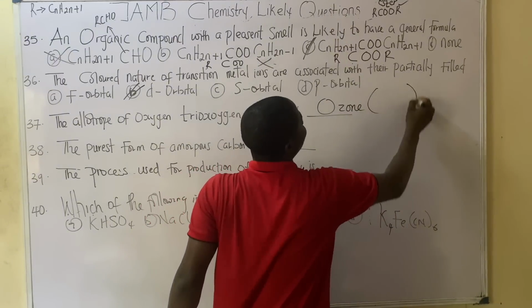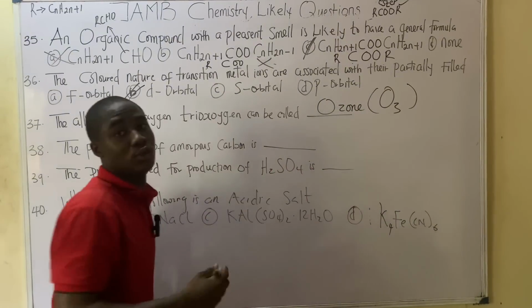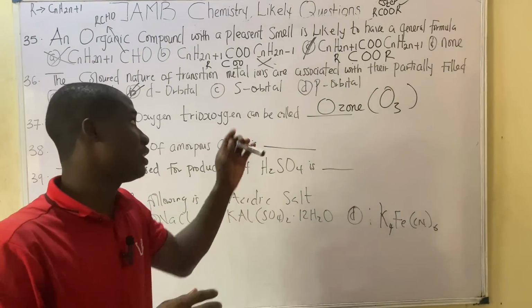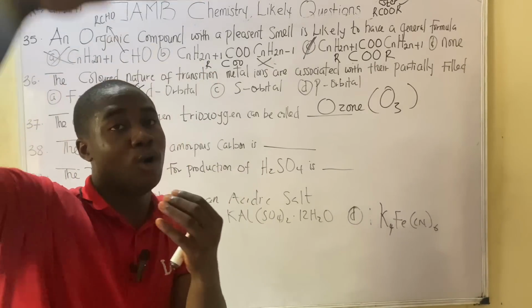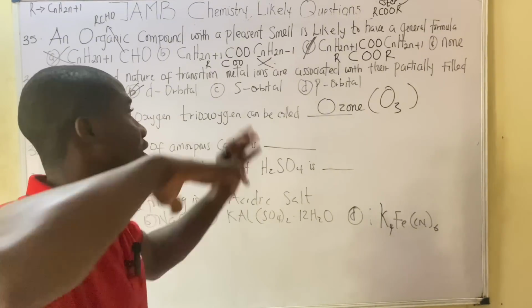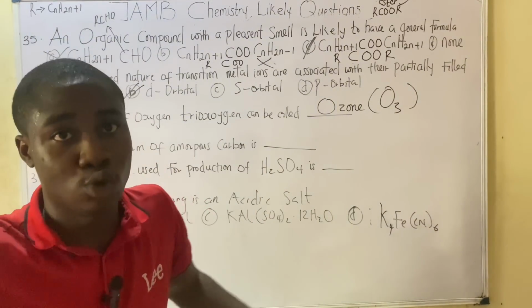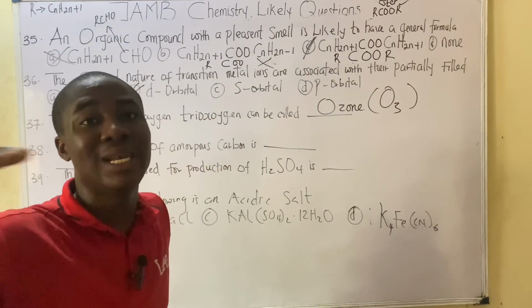So question number 37 says the allotrope of oxygen, trioxygen, can also be called ozone. Trioxygen has to do with oxygen having 3 atoms, and O3 is ozone. Hope you get it. This basically helps us to prevent ultraviolet rays coming from the sun. So what blocks it is called ozone, forming what we call the ozone layer.